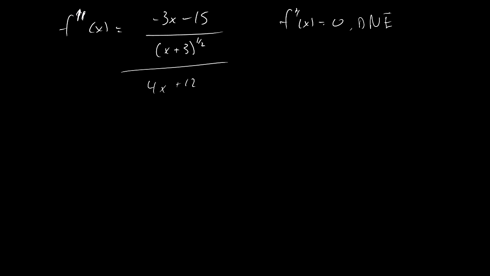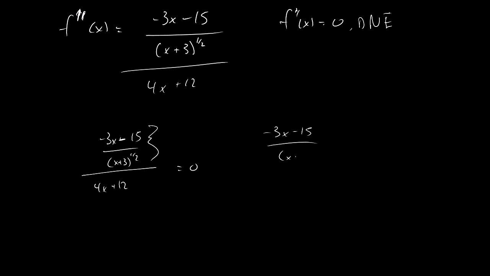So let's figure this out. We want this to equal 0. So when does (negative 3x minus 15) all over (x plus 3)^(1/2) all over (4x plus 12) equal 0? Well, that's when my numerator is equal to 0. So I take my numerator and I say (negative 3x minus 15) all over (x plus 3)^(1/2) equals 0. Well, this is a little bit tricky because we have a denominator and a numerator, so let's split this up once again.